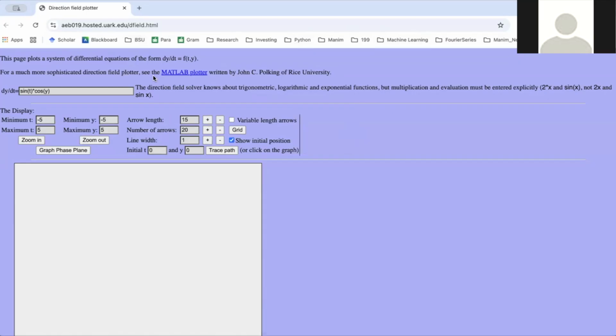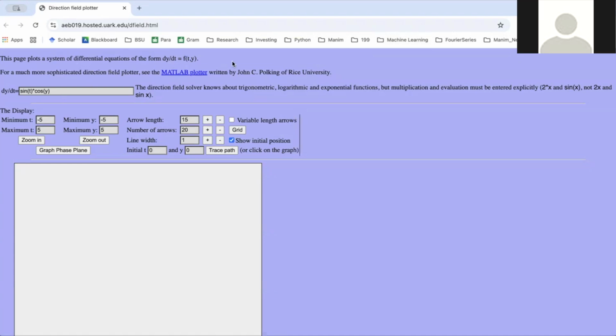So here's the website that you can use to visualize direction views and solution curves. The setup is that you're going to plot differential equations. Don't worry too much about the description here of a system of differential equations. What you need to know is that you have a differential equation and you're going to plot it to, again, visualize the direction view and solution curve. So this is the setup.